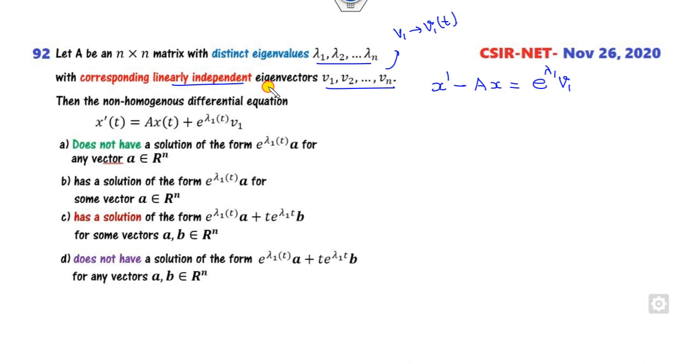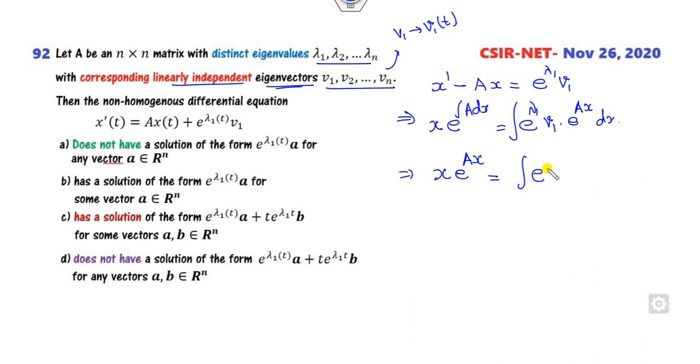So how can you solve that? Integration of a, that's the integrating factor, on the right hand side. That's a simple way you can solve that. So what is the meaning of that? x is e raised to power ax, integration of e raised to power of this, v1.